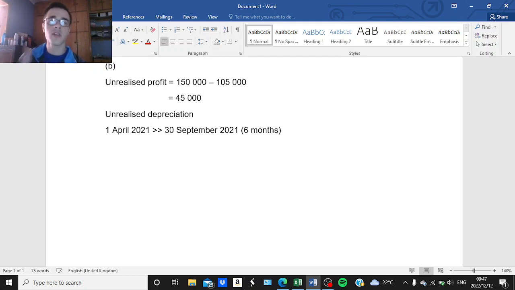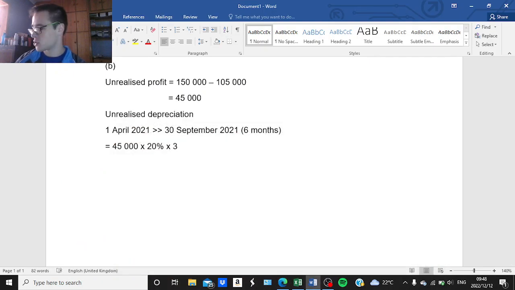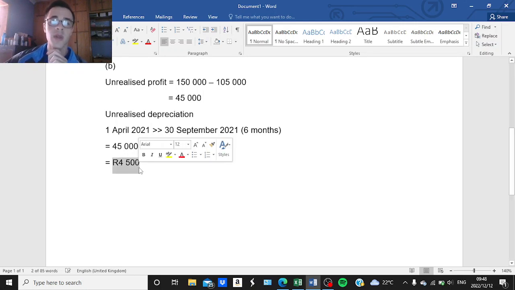All right, so the unrealized depreciation in respect of the previous period is calculated by taking the value of the unrealized profit, which is 45,000. We will multiply that by the depreciation rate, which was given as 20%, according to additional information point 4. And we will multiply that by 6/12, because we are calculating depreciation for 6 months, from the 1st of April to the 30th of September of 2021. Okay, this will give you a value of 4,500. So this is the amount of unrealized depreciation for the previous year.